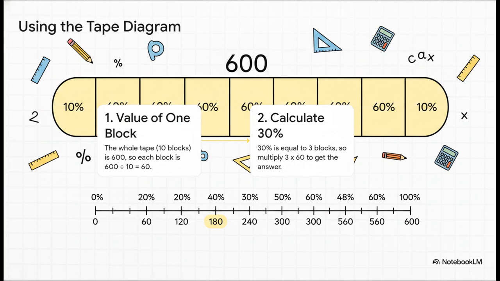So 3 times 60 gives us our answer. See? The diagram does all the tough stuff for you.